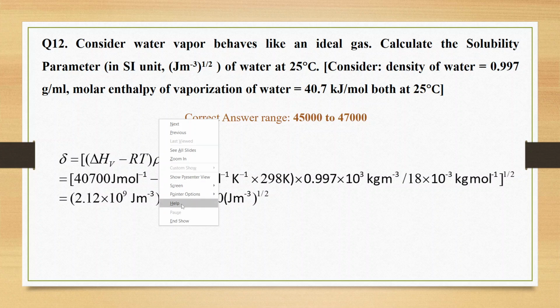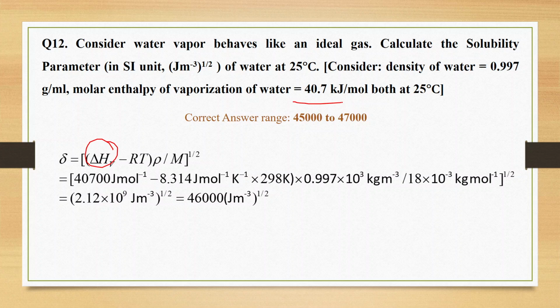Okay. So that is your delta H vaporization value. It is 40.7 kilojoules, so obviously you need to multiply it by 10 to the power 3 to convert it into joule per mole, because you need to calculate it in SI units. Now coming to R, the value for R should be 8.314. For temperature, you don't have any problem, you just need to convert 25 degrees centigrade to, once again, 298 Kelvin.